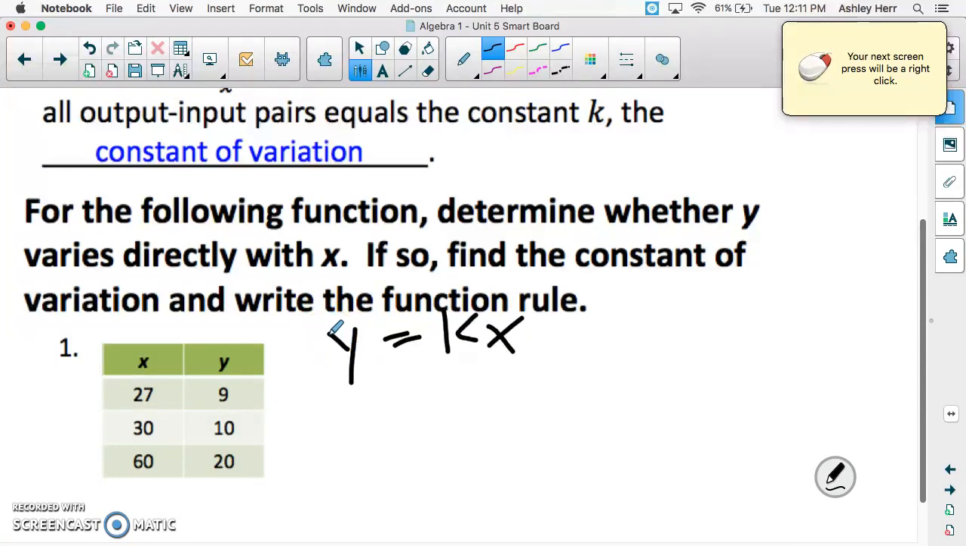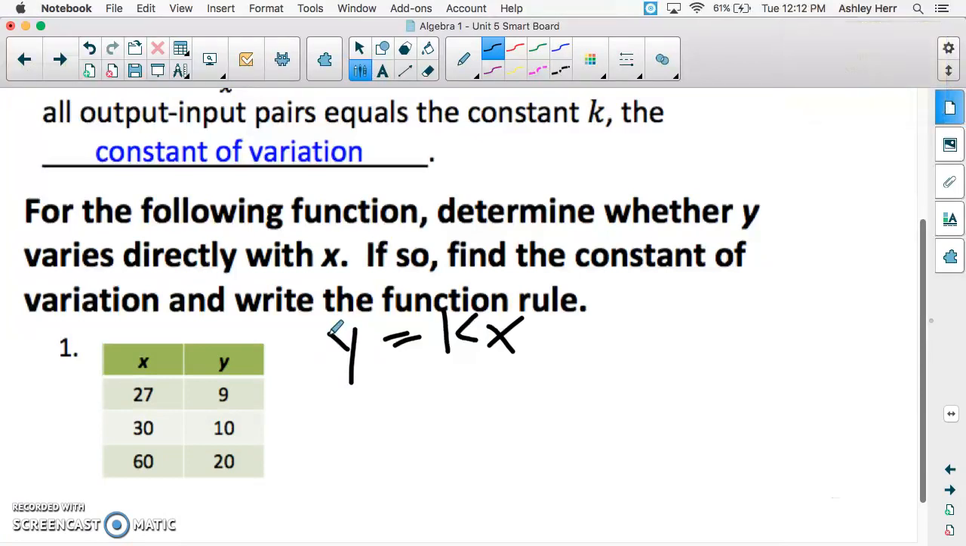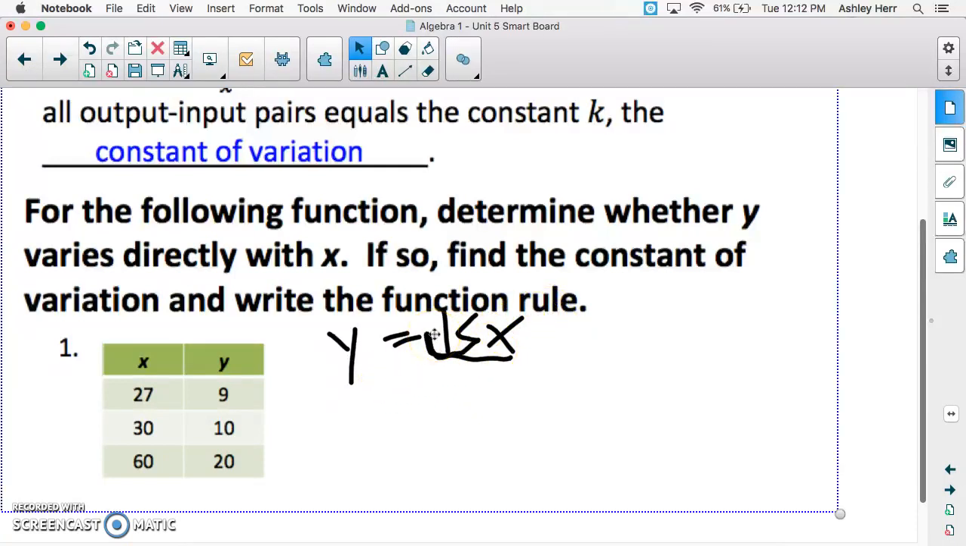Alright, so what we need to do is find out what we're multiplying to our x variable, since k is our constant, right? Since k is our constant here, we need to figure out what number we're multiplying to my x variable every time in order to obtain the y in my table. Does everybody see that?